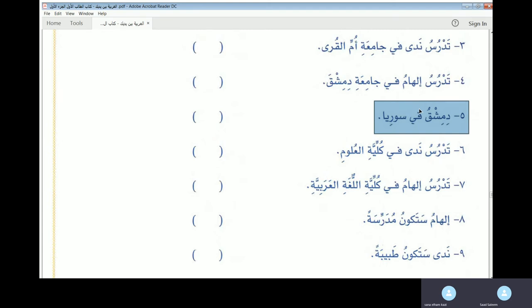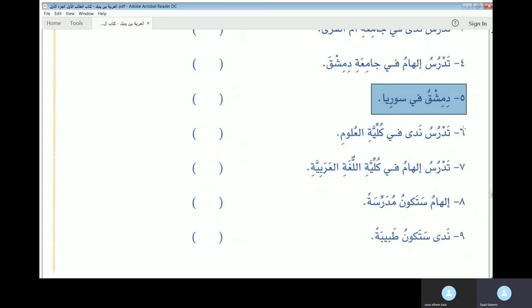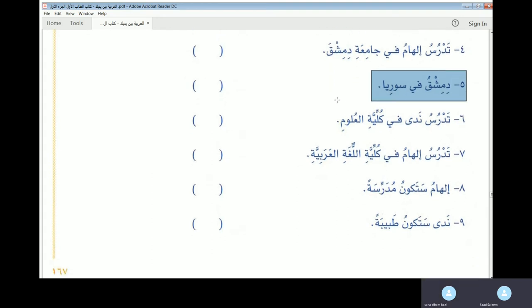تدرس ندى في جامعة دمشق. دمشق في سوريا. This is in سوريا. Damascus. دمشق is Damascus. Damascus in سوريا. Yes, correct.